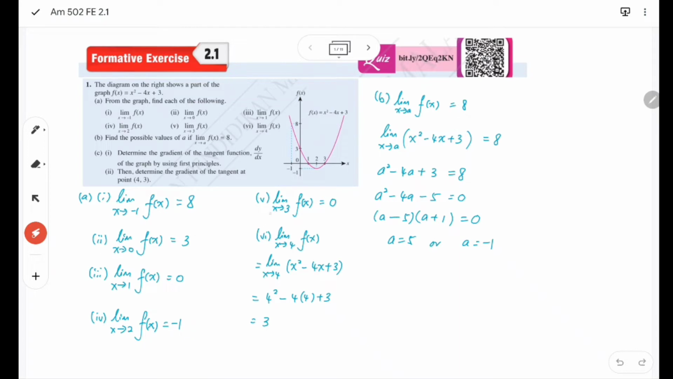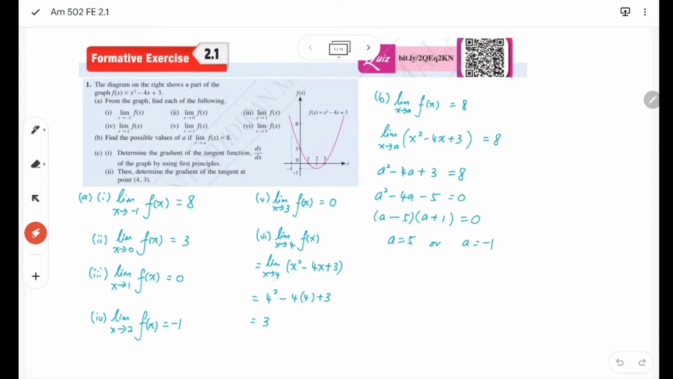Number 5, limit of f(x) when x tends to 3. So 3 here, from the left of 3 and from the right of 3, they all tend to 0. So the limit of f(x) when x tends to 3 is 0. Number 6, limit of f(x) when x tends to 4. So when x tends to 4, we will see they are going toward 1 value.